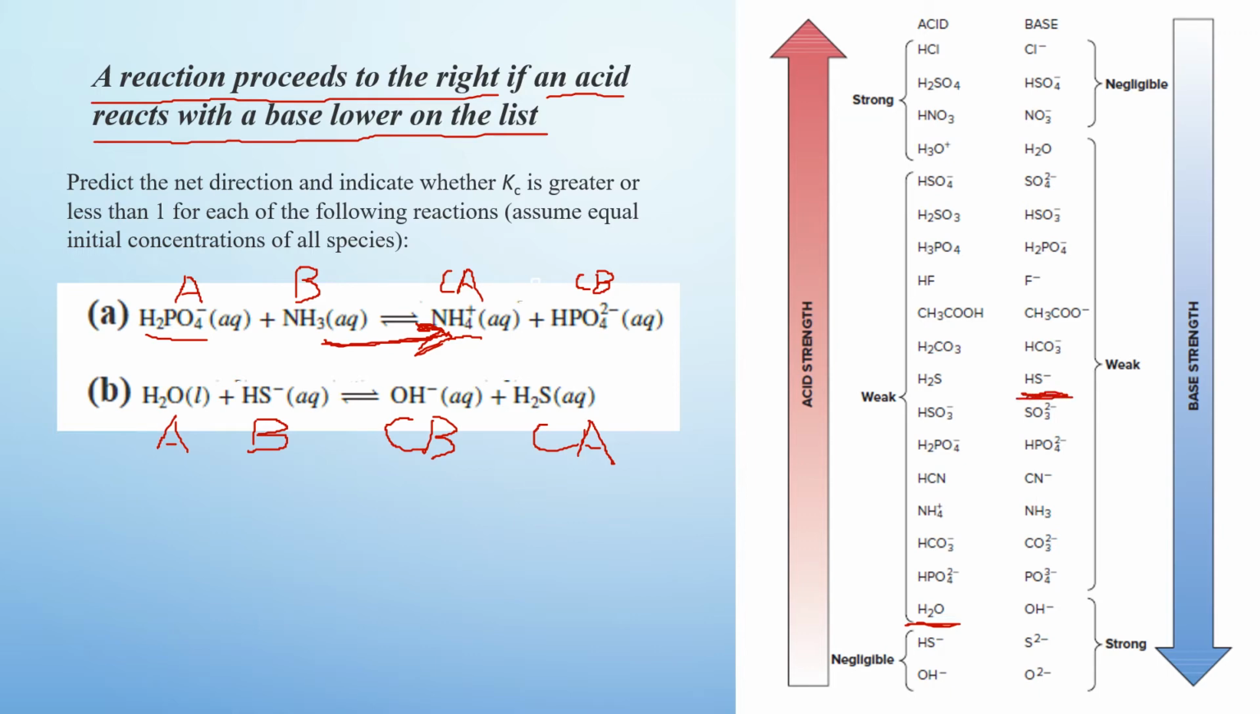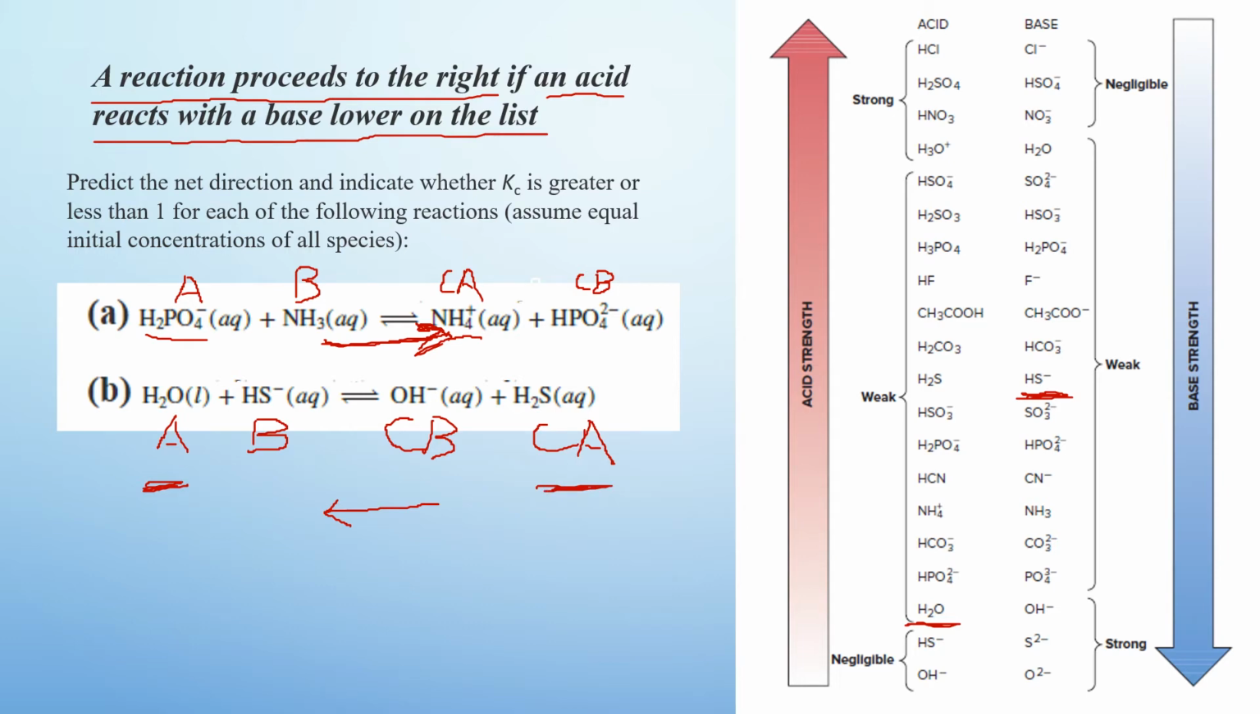So actually the acid is lower than the base in this list. In that case, the direction of the net reaction will be toward the left. Let's confirm our result by comparing the strengths of water with the acid and its conjugate acid.